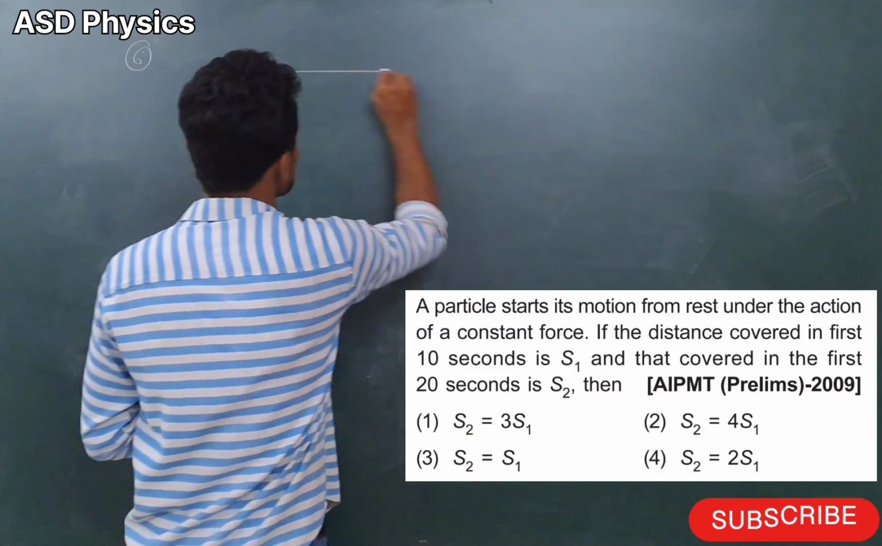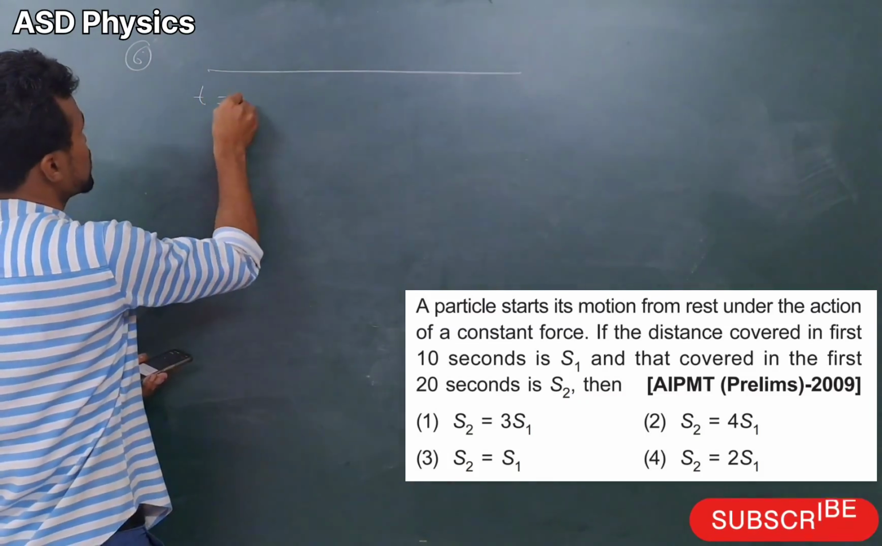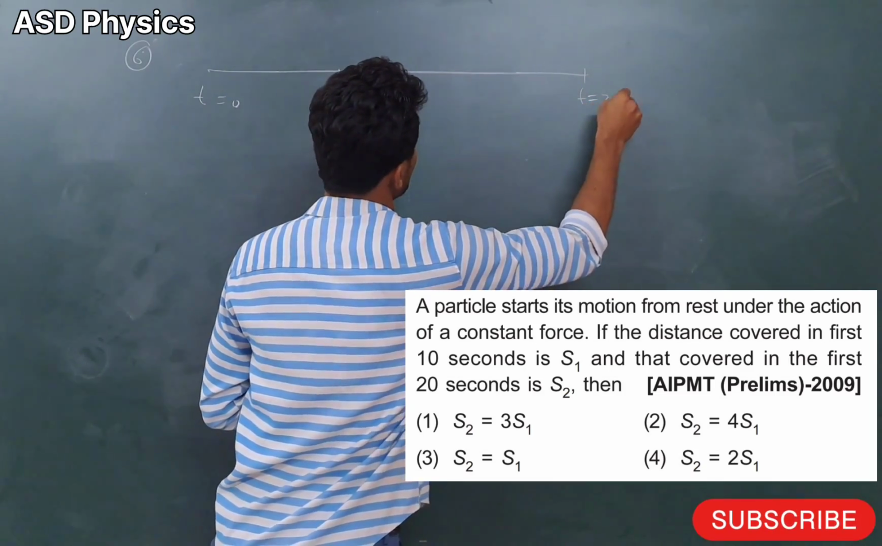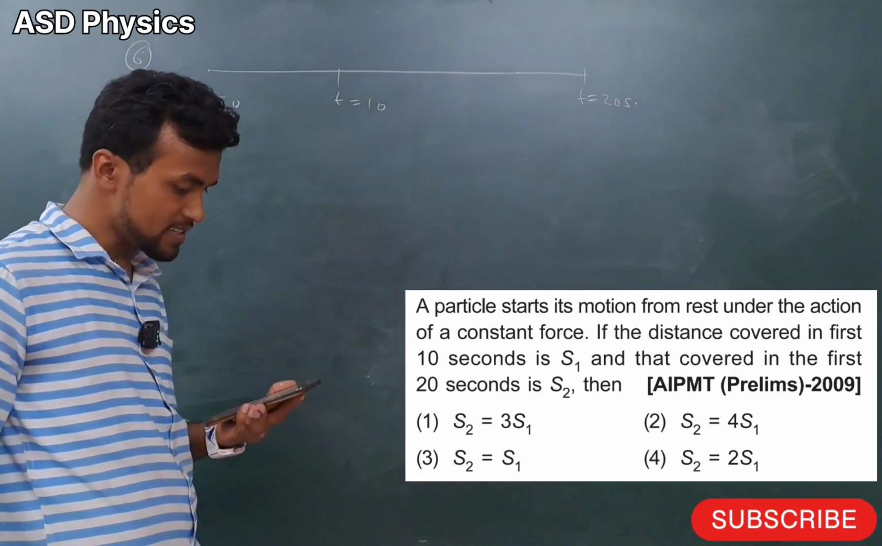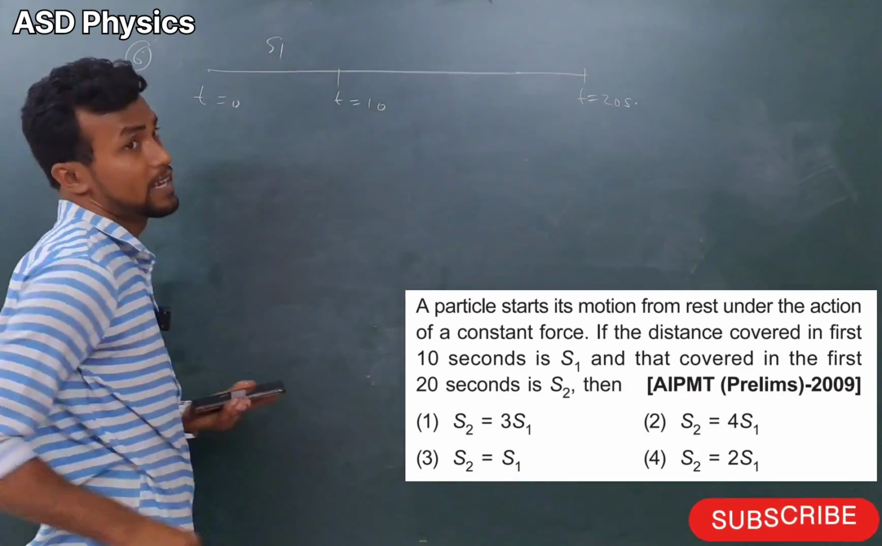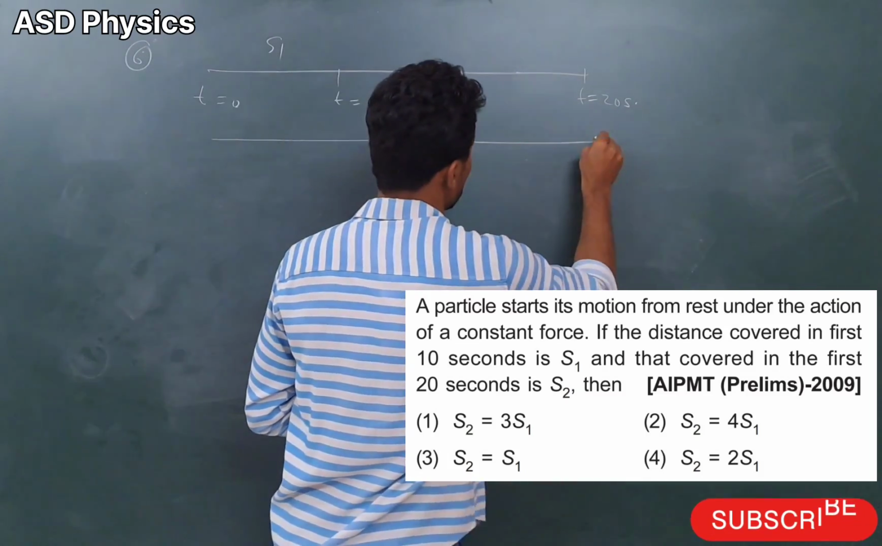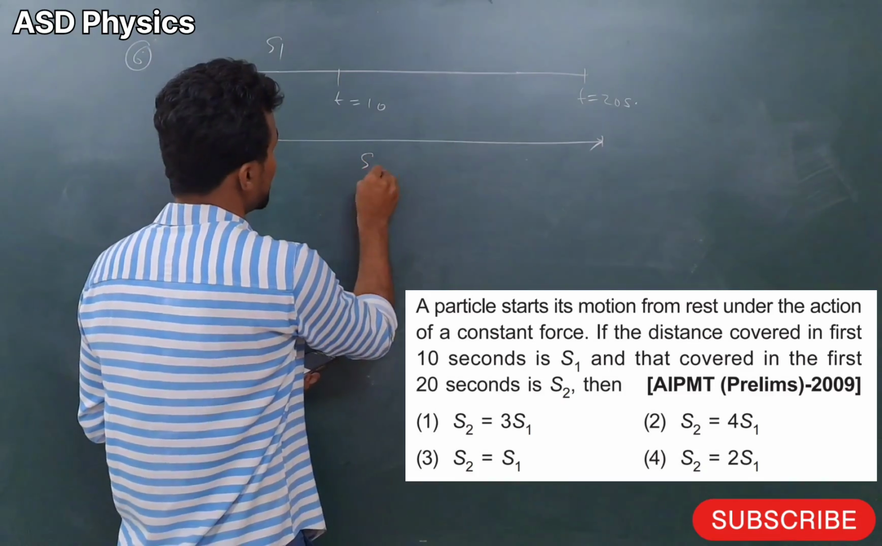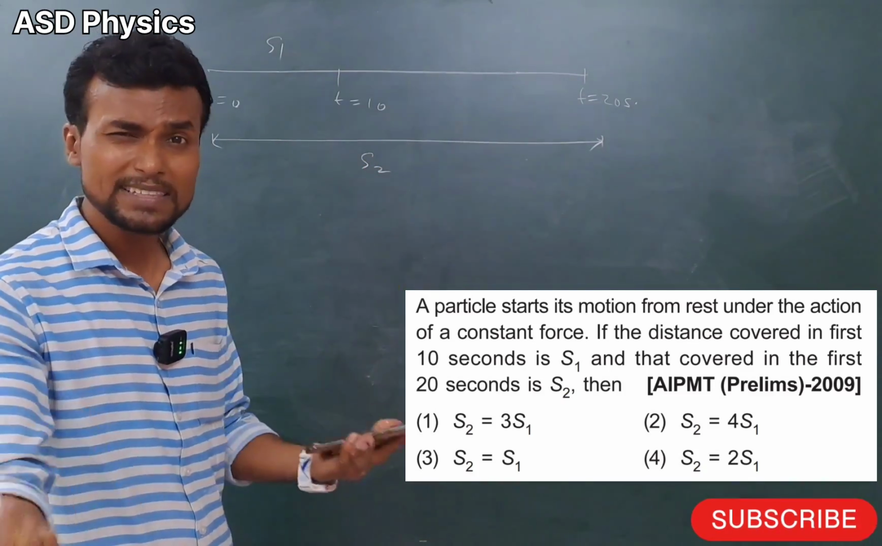See here, my dear students. This is t equal to 0, t equal to 10, and here t equal to 20. They are telling first 10 seconds is s1, and 20 seconds is s2. So what is the relation between s1 and s2? Again, Galileo's law of odd numbers.